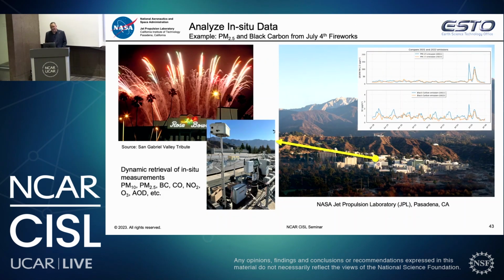Of course, we started this project by putting an instrument on top of one of our JPL buildings, and those of you who've been to JPL, like Doug did, know it's right next to the Rose Bowl, right? Every July 4th, we have fireworks. And we were able to gather data from this instrument that we attached on top of the building. We were able to measure the black carbon as a result of the fireworks, and we pull this data into our system live.